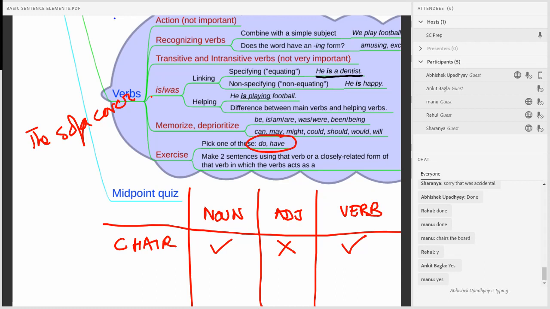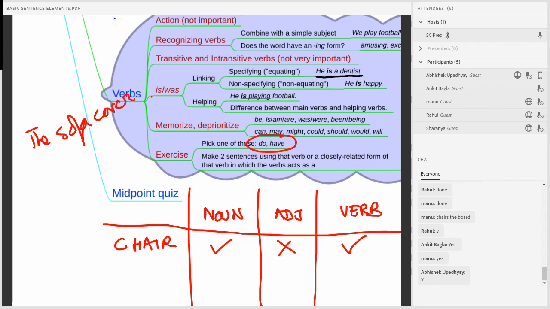Excellent. I've got 3 yeses on this. Good. 4 yeses. Sharanya, this is okay? Awesome. Now for the next one. The same thing. Please go ahead. Let me know when you're done, and I will ask one of you randomly to explain this.